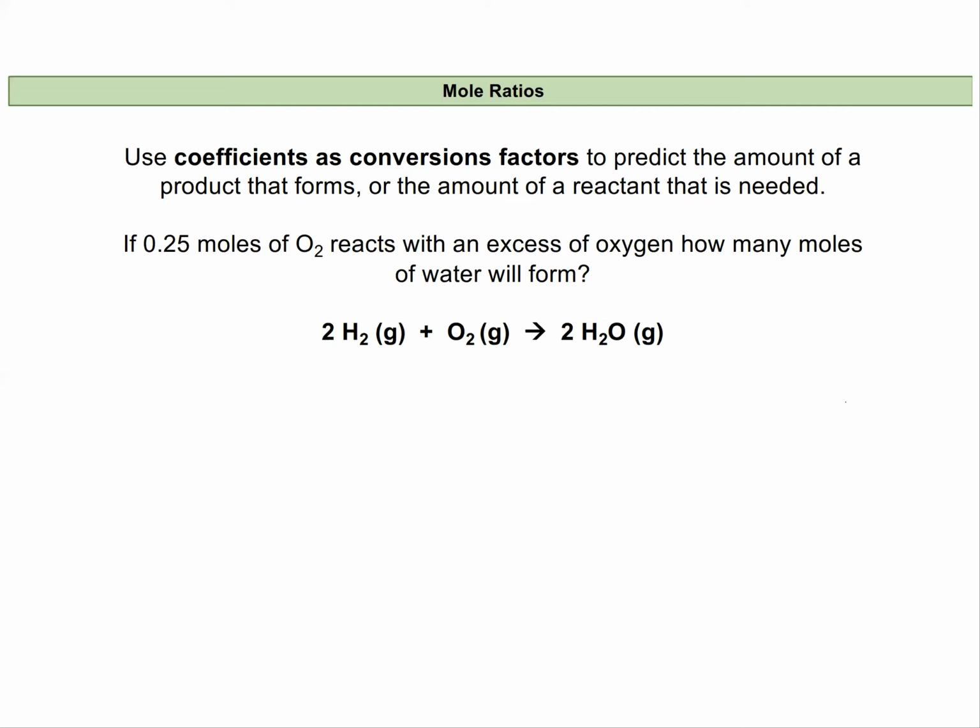Similarly, stoichiometry, using mole-to-mole conversions, allows us to predict the amount of a product that will form. So that way we can determine exactly how much of our starting materials to use to create what we need.